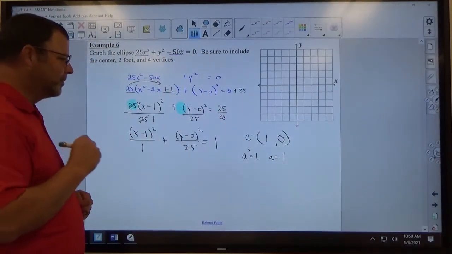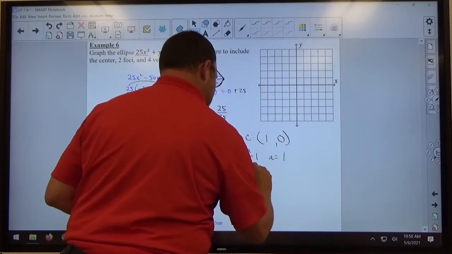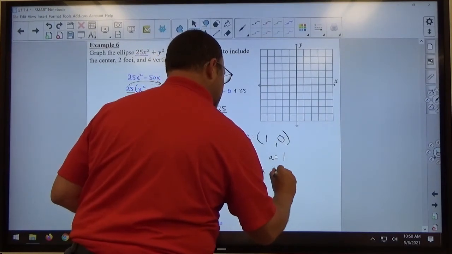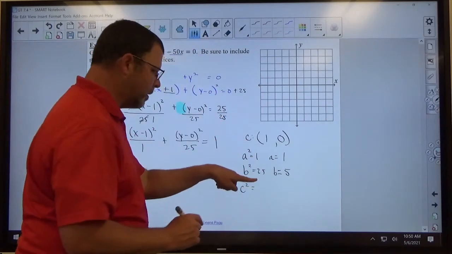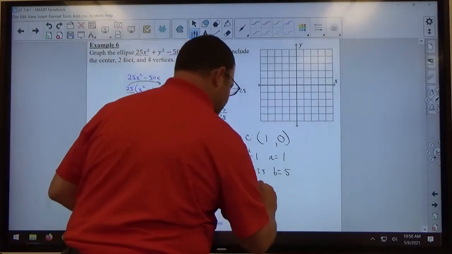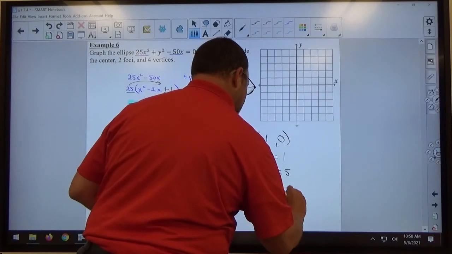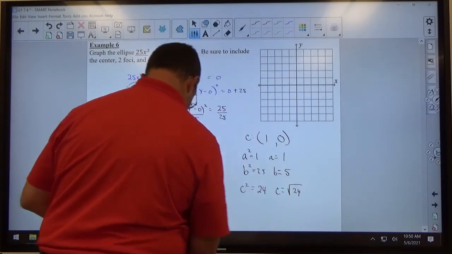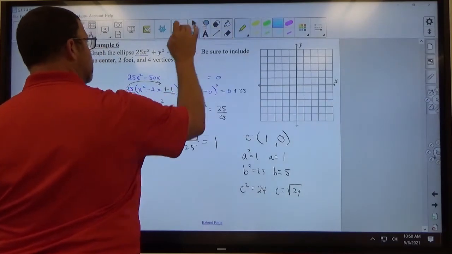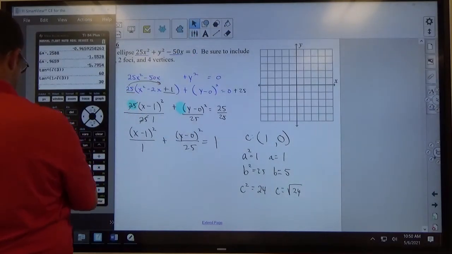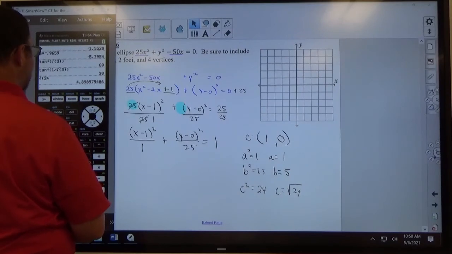Square root of 1 is 1. b squared is 25, so b is equal to 5. And c squared equals the big minus the small. 25 minus 1 is 24. So c is going to equal the square root of 24, which is almost 5. Square root of 24 is 4.90.